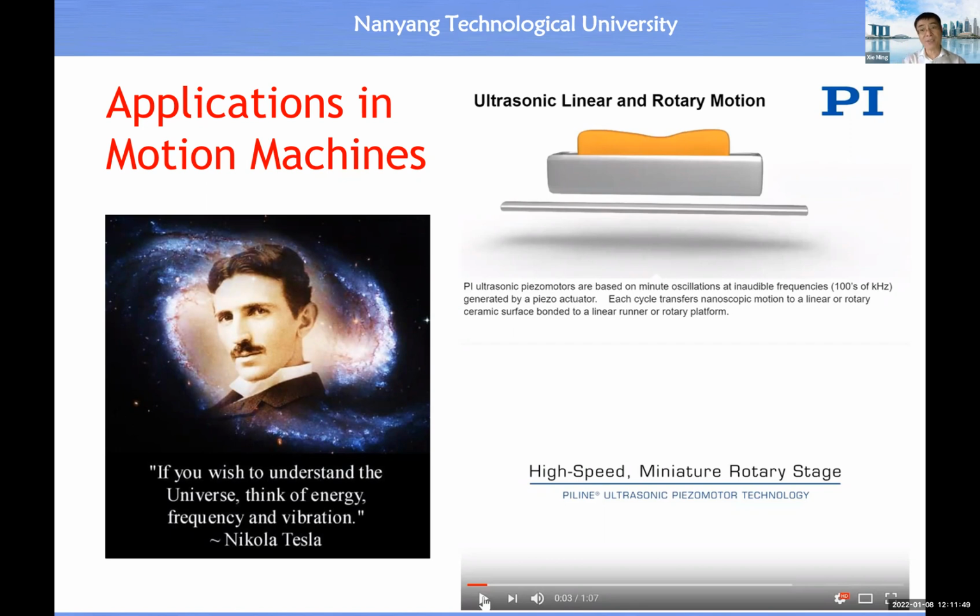However, vibration is useful because we can make use of a vibration to implement actuator, to create rotary motion, to create linear motion, all right? And in addition, you know, this is Tesla. Nikola Tesla is one of the greatest inventors in the world and in the history of the world, all right? Then you see his statement. He says that in order to understand the physical world, we just need to focus on 3 keywords: energy, frequency, and the vibration.